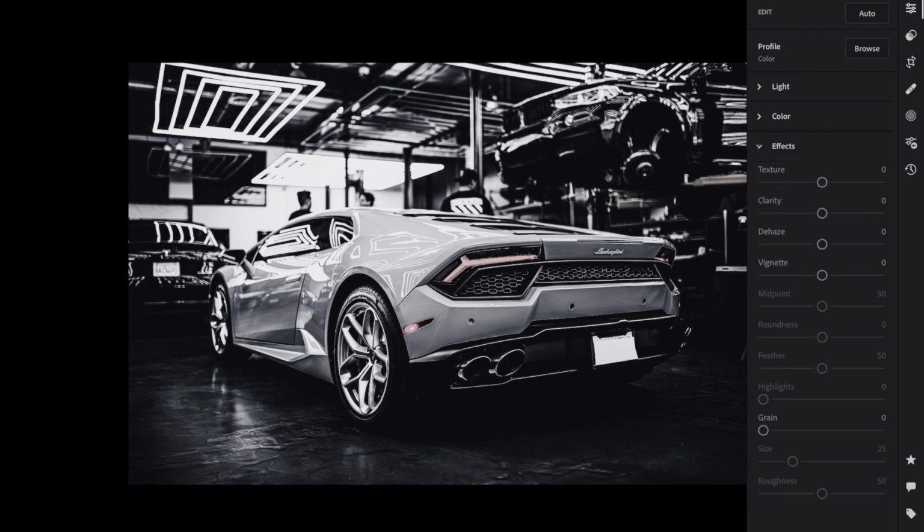Open the Effects section. Clarity, minus 25. Vignette. Amount, minus 10. Midpoint, plus 30. Roundness, minus 40.